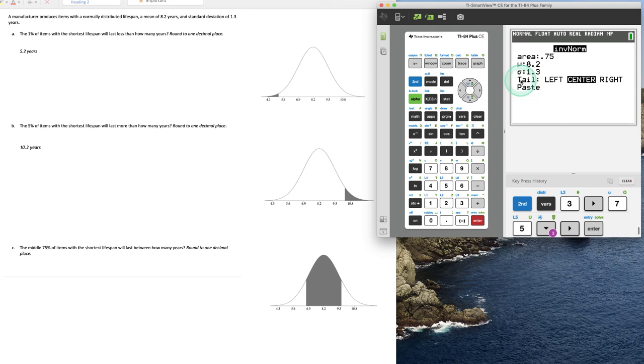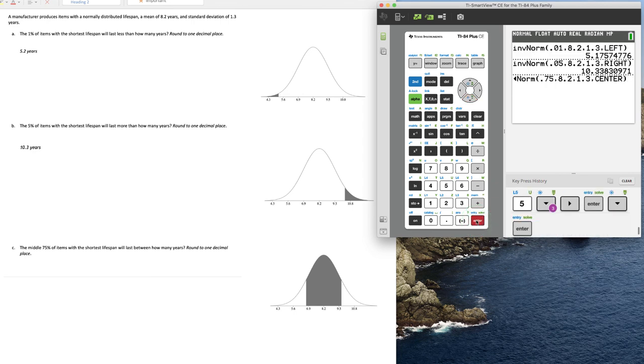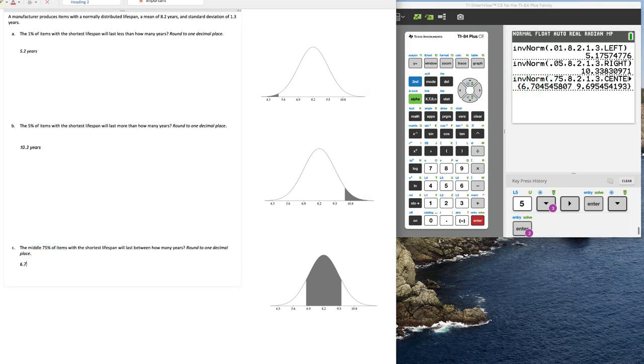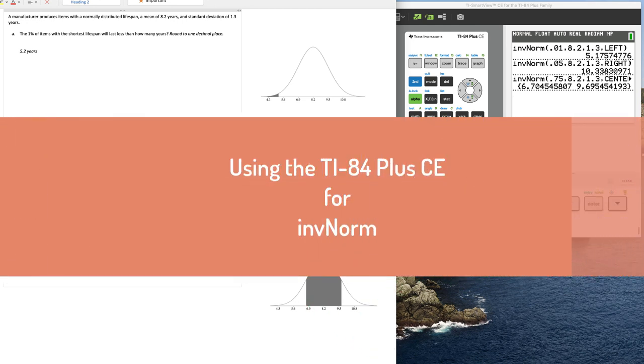And I just want to reiterate, if you do not see this line that says tail, left, center, right, then you need to move on to the next video which shows the TI-84 Silver Edition where it does not have this line. This is solely for the TI-84 Plus CE model. Center, and then notice it gives us a set of two numbers. It gives us a set of 6.7 rounded to one decimal place and 9.7 years. And this is demonstrating using the invNorm function in the TI-84 Plus CE calculator.